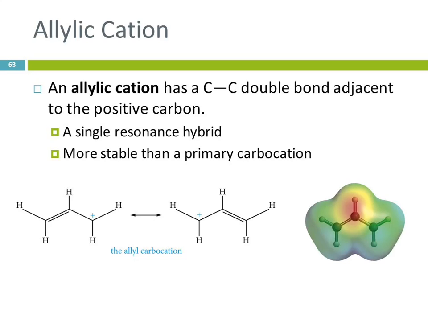That carbocation was an example of an allylic cation. An allylic cation has a carbon-carbon double bond that's adjacent to the positive carbon. So here's that carbon on the end with a positive charge. The next carbon over has a double bond. And these carbocations are more stable because of the resonance between them. And so when we look at an electron distribution map, we see that this positive charge is kind of spread out. It's not localized on one carbon or the other.